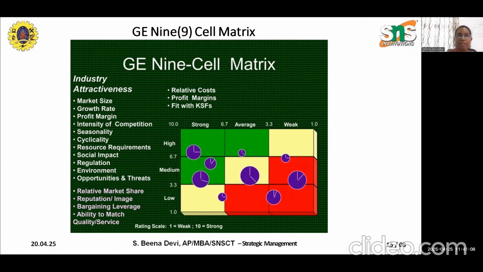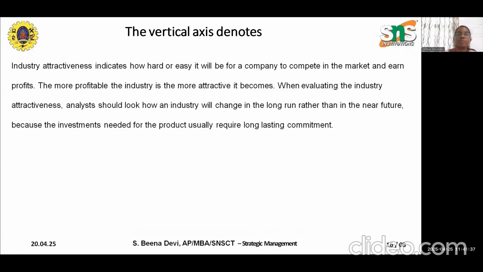Based on the parameters, whether the market size is strong, average, or weak, it has to be rated. The growth rate, whether it is strong, average, or weak, has to be graded. For the business unit strength, how the relative market share is, whether it is high, medium, or low, has to be mapped. Whether the relative cost is high, medium, or low, has to be mapped. Based on all these factors, we need to map all those parameters. That is what the vertical axis denotes.